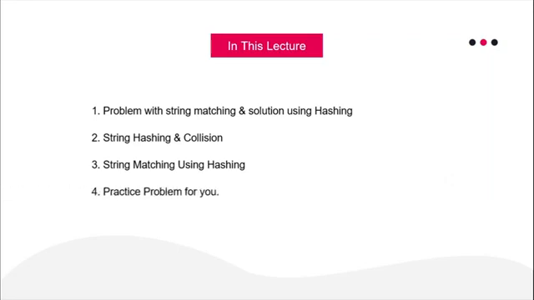First we'll be learning what is the problem with string matching. Basically you are given two strings and you want to compare whether they are equal or not, and the solution of it using string hashing. The problem with string matching, by that I mean the approach that we have seen in the previous lecture, using sliding window algorithm. The second, string hashing and collision.